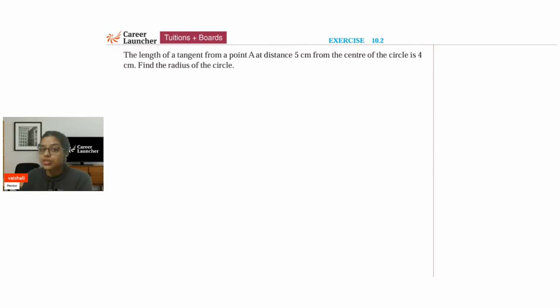The length of a tangent from a point A at a distance of 5 cm from the center is 4. So for instance, ये मेरे पास एक circle है. This is my center. So the length of the tangent from the point A. So for instance, this is my point A. तो एक tangent है जो यहाँ से pass हो रहा है. And यहाँ पे मैं already एक perpendicular बना देती हूँ. So this is for instance B. Now the length of this tangent is 5 centimeter. Okay, it is 4. तो ये है 4 centimeter.